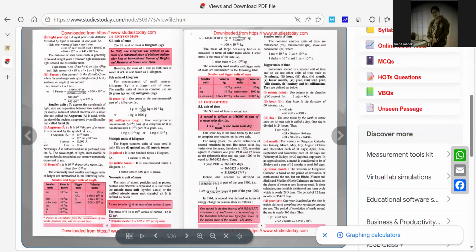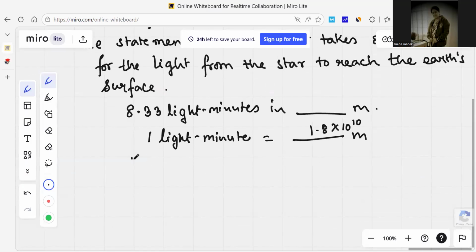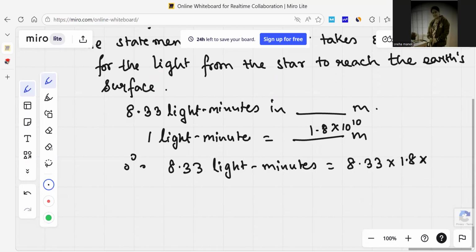So you can see 1 light minute equals 1.8 into 10 to the power 10 meter. Therefore, 8.33 light minutes can be written as 8.33 into 1.8 into 10 to the power 10 meter.